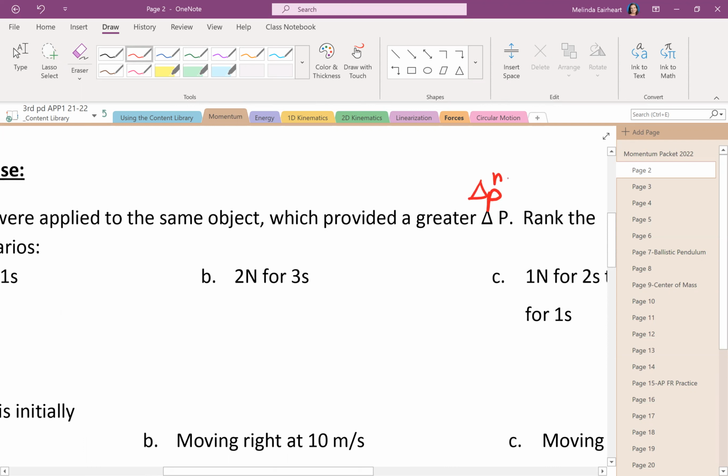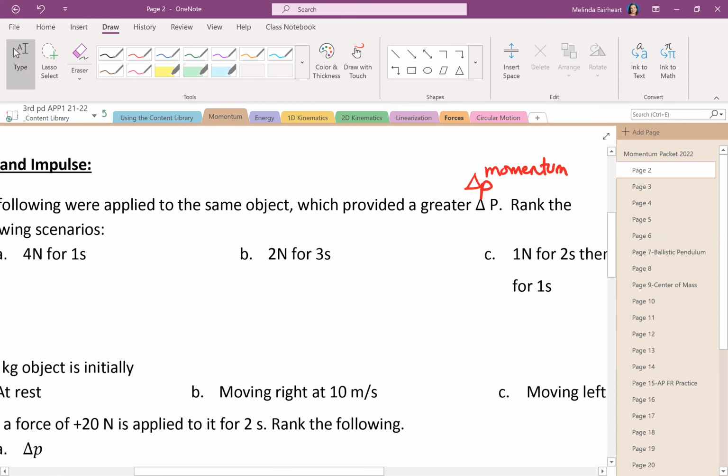Momentum. And so a change in momentum. Rank the following scenarios. A, you have, again, pick an object, whatever it is, a box. You push it with 4 newtons for 1 second. What's your change in momentum? Are we going to use the m delta v version?